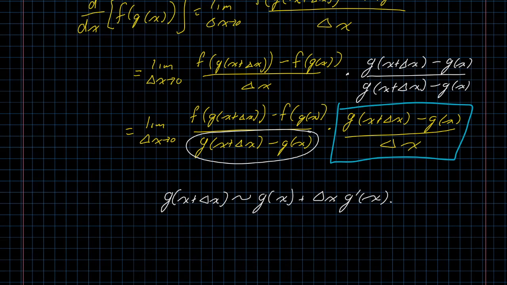But we started off our discussion of derivatives thinking about tangent lines and using tangent lines as an approximation. g of x plus delta x, if delta x is small enough, is the same thing as g of x plus delta x times g prime of x. That's the tangent line approximation of g near the point x.